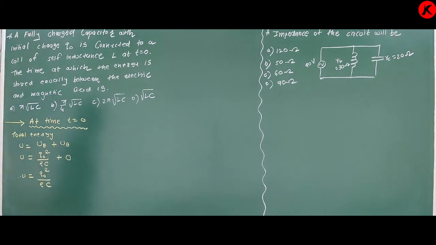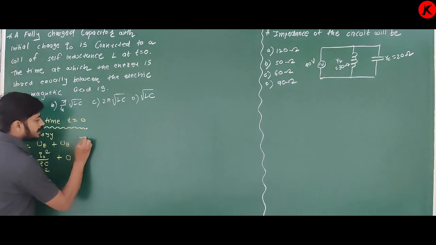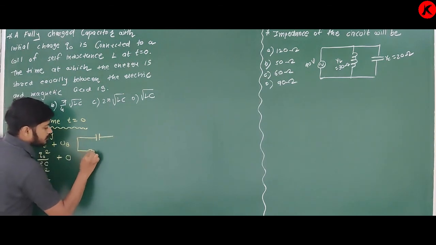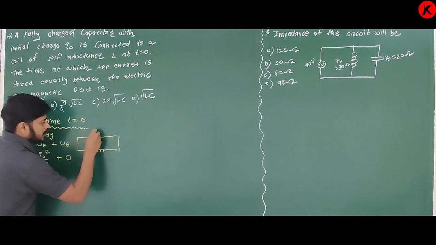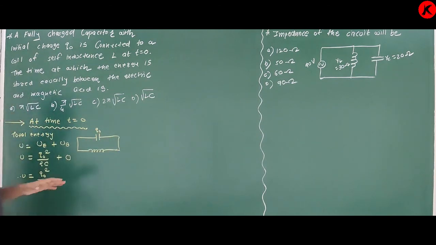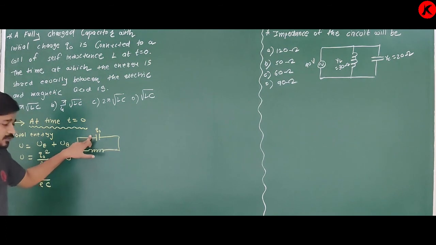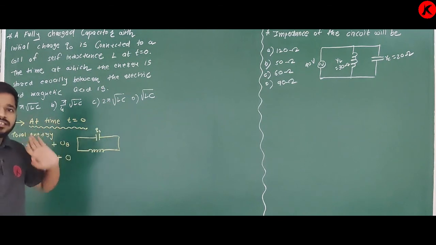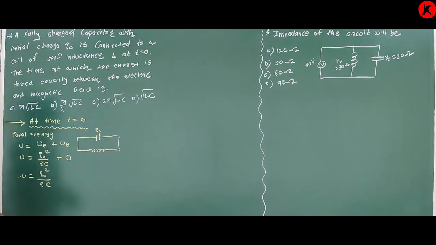Now, we know about the LC circuit. Initially this capacitor is connected with the inductor, and on it the charge was Q0. As time passes, the charge on this capacitor decreases, and the current in this inductor increases. So I am assuming that when the energy is stored equally between electric and magnetic field, at that time the charge on the capacitor is Q.